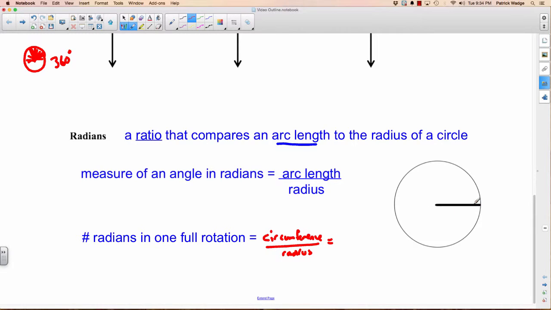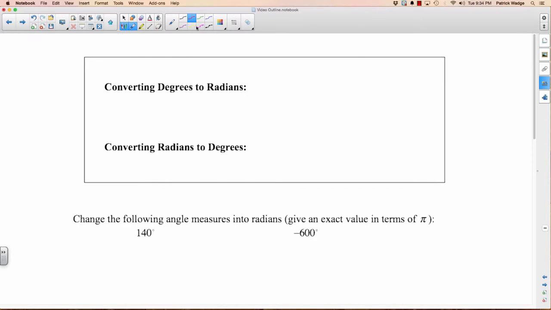Do you know what the formula is for circumference? Circumference is pi times diameter, or if we talk about radiuses, because that's more useful here, it's 2 pi r. Because 2 times r is a diameter. So this is the same as pi times diameter, or 2 pi r, divided by r, because that's the radius as well. Hey look, those cancel out. All you're left with is 2 pi. The number of radians in one full rotation is 2 pi. So another way we could say that is that 360 degrees all the way around a circle is equal to 2 pi radians.